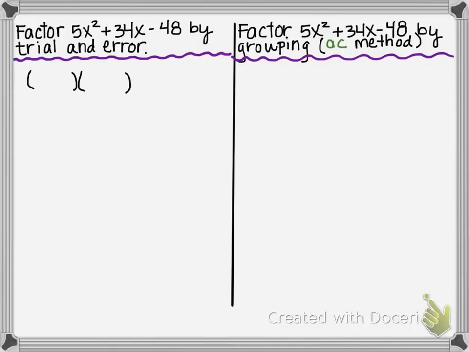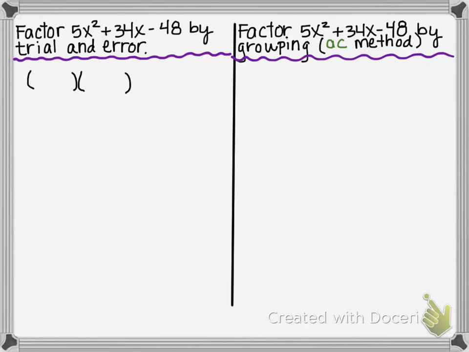In this video, we are going to look at factoring the trinomial 5x squared plus 34x minus 48 in two different methods. We're going to do trial and error, and then we're going to do the grouping method. Let's start with trial and error. When we start with trial and error, we go ahead and set up the parentheses for our two binomials.